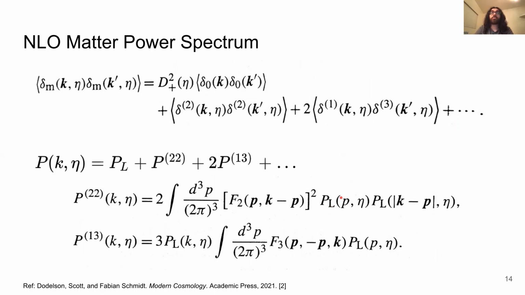And all of these integrals are just over this polynomial and the linear matter power spectrum. And when you go out to include just these extra terms, this is called the next leading order, or NLO, matter power spectrum.